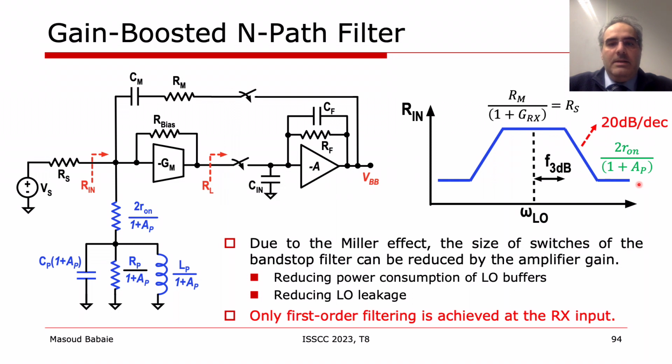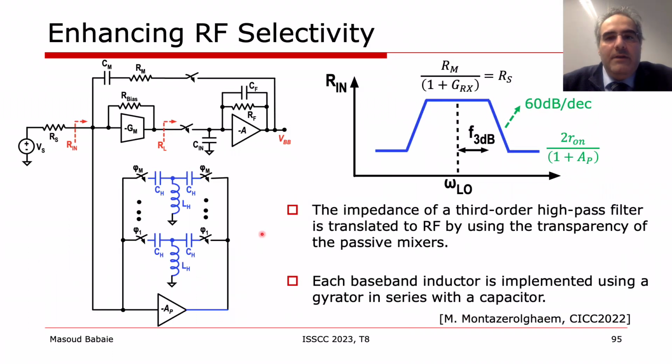As a drawback, this structure only offers first-order filtering at the receiver input, thus limiting the receiver's out-of-band linearity for close-in blockers. This is particularly a problem in 5G applications where the close-in blockers are located near the passband edges. To improve the receiver's RF selectivity, a third-order high-pass filter consisting of LH and CH capacitors was employed, and the transparency of the passive mixers was used to realize a 6th-order notch filter in the feedback of the amplifier.